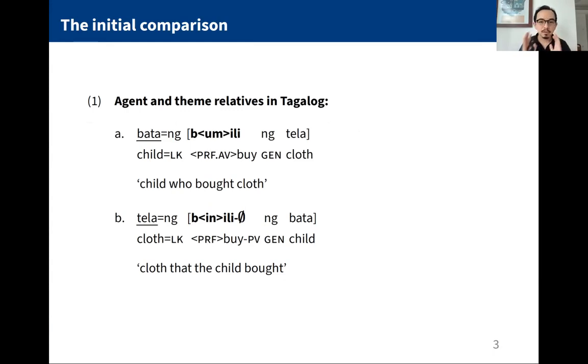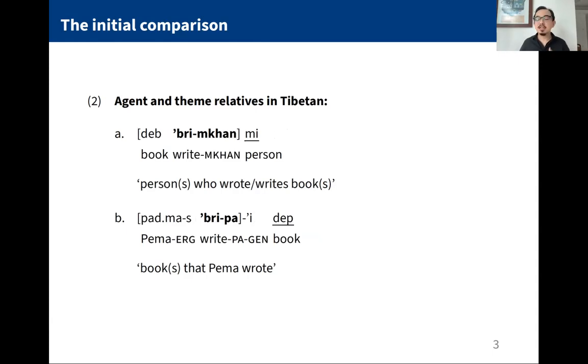And so these are verb initial languages with postnominal relative clauses. And we see that we have a different verb form depending on whether we have an agent relative or theme relative. Going to a genetically totally unrelated language, typologically very different as well, Tibetan, we have a verb final language. These are prenominal relatives. So the word order seems exactly reversed, actually. But again, when we have tip tiken mi, person who wrote or writes books, and pemeti petep, books that Pema wrote, we have a different form of the verb based on that distinction.